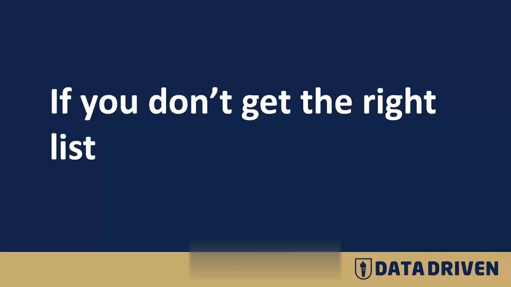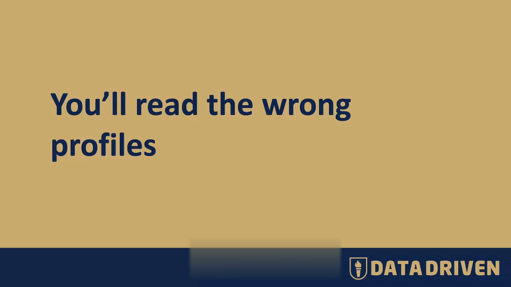If you do not get the right list for whatever reason, if you don't get a good, clean, laser-focused list, you'll end up reading the wrong profiles. You'll be going through that list, ready to send a connection request, and you'll read through that profile and go, I do not want to talk to this person. And that time that you just spent reading and vetting that profile was wasted. You don't want to waste your time manually doing that. You want to rely on advanced search features to exclude them from the beginning so that you don't have to do it manually. That's a big deal.